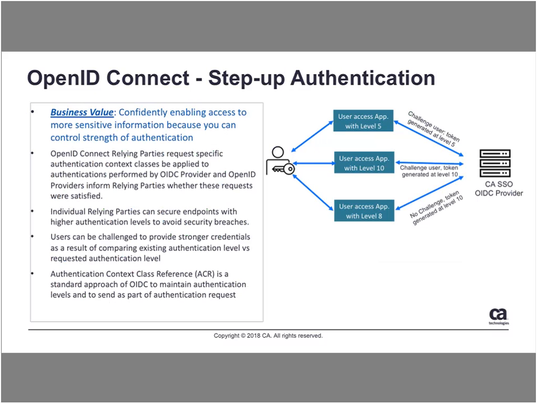Apart from the OIDC standard flow supported by the product, CASSO is providing step-up authentication capability, which allows the organization to decide required authentication levels for different applications and to control the strength of authentication as well. OIDC relying parties can request a specific authentication context that would be applied by the provider to authenticate the user. And the provider can communicate back to the relying parties whether the requested authentication context was used or not. So the relying parties can decide higher authentication levels for more sensitive applications.